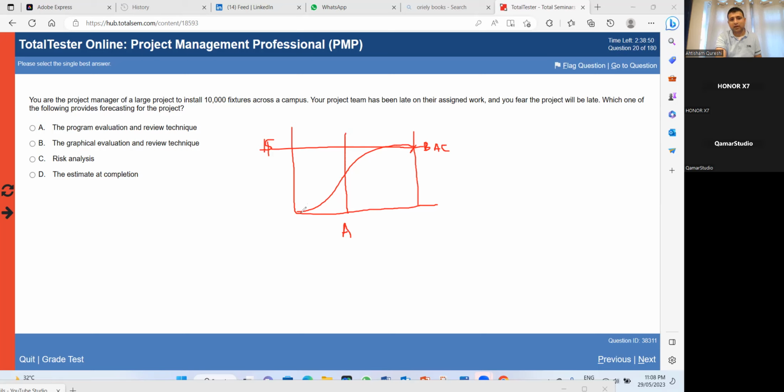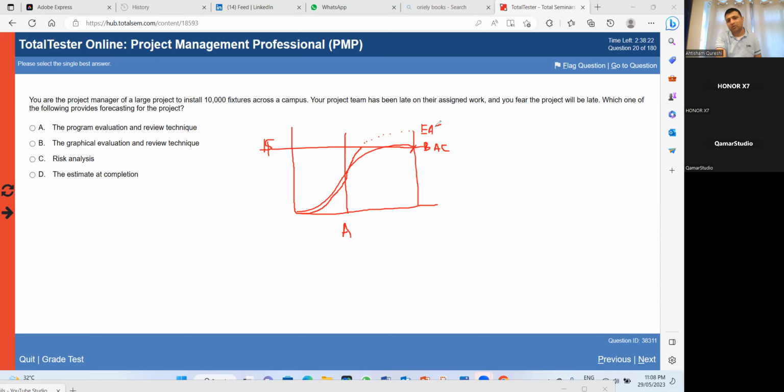Okay. I mean like this, if it started like this, then here you will start to do the forecasting like this. Oh God, if I continue like this, I'm gonna end up somewhere here, which is my estimate at completion. Now this is my estimate at completion, EAC.